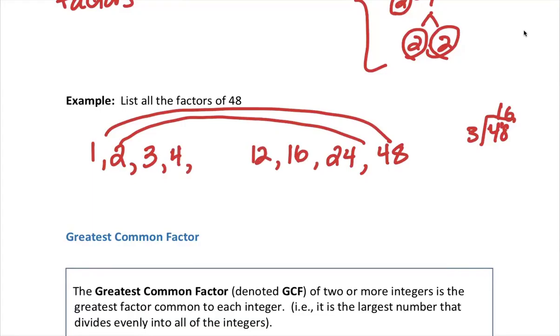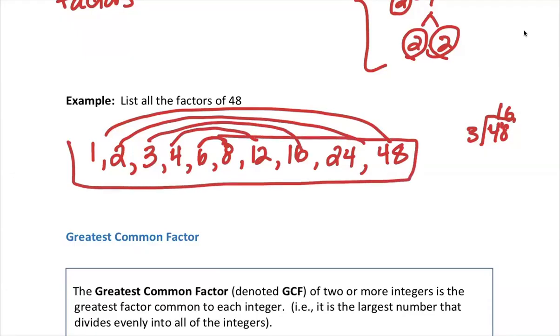5 doesn't work. And I'm using my divisibility rules, by the way, that we learned in a previous section. 6 times 8 is 48. And then 7 doesn't work. And if I try 8, yes, it does work, but I already have that pair. So I have all of these factor pairs. So this is the list of the factors of 48, all of the numbers that will divide evenly into 48, or all of the numbers that 48 is divisible by.